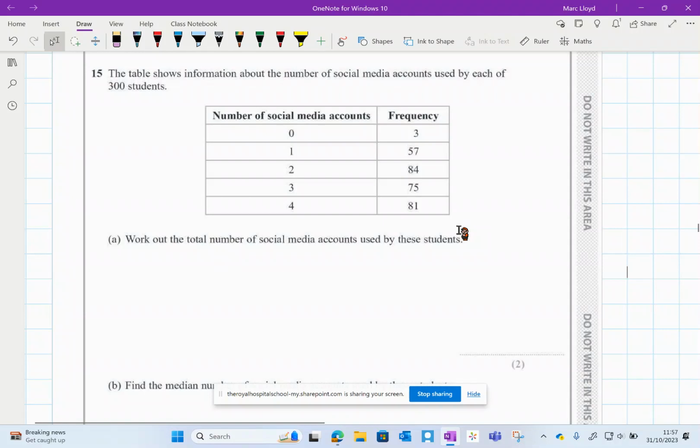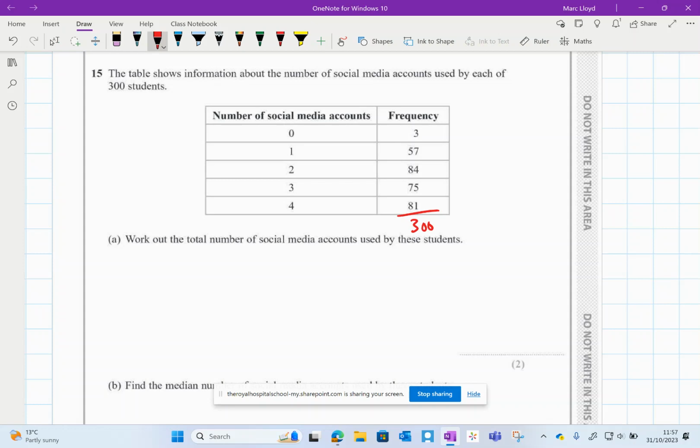Okay, so question 15. The table shows information about the number of social media accounts used by each of 300 students. Okay, now that's a good clue. That is 300. That saves me a massive job later on. I'm going to run it through the calculator just to check it, but the questions never lie. Yep, 300. Work out the total number of social media accounts used by these students.